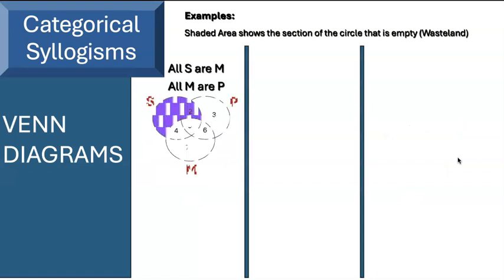Alright, look at some more. All S are M. Right? So all S are M, all S are in the overlap between M and S. Everything else in S is empty. All M are P. So if all M are P, that means everybody in M is where it overlaps with P.